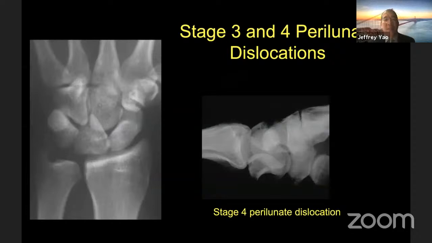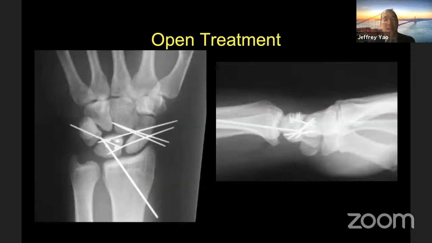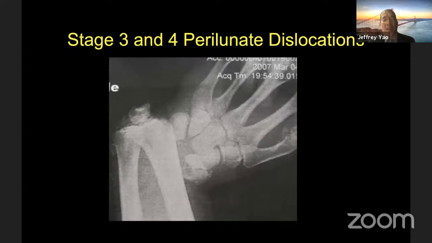However, for the greater stage injuries, I do think that there is a role for open treatment. Here's a stage 4 perilunate fixed with a combined approach with ligament suture anchors to repair both the scapulolunate and lunotriquetral ligament, with pinning of all the bones temporarily for about 8 weeks. Stage 3 perilunates are always dramatic appearing, but remember, as long as the lunate is within the lunate fossa, this is not a stage 4, this is a stage 3.